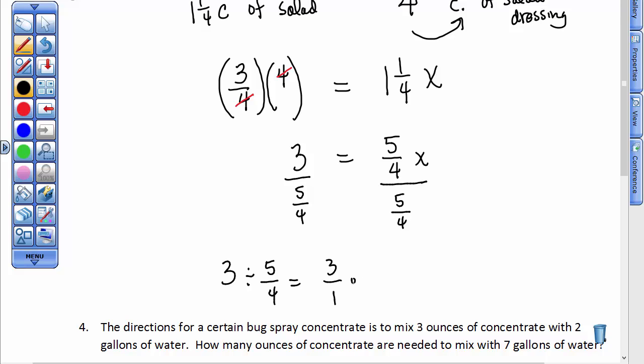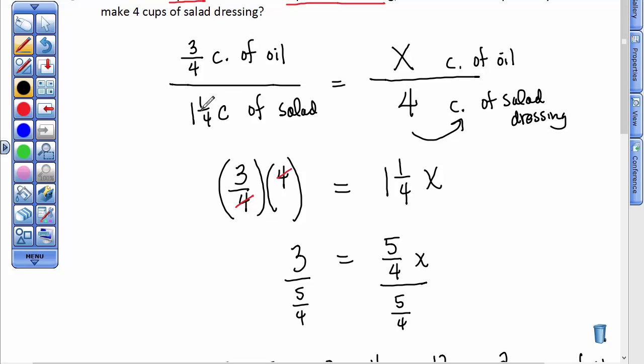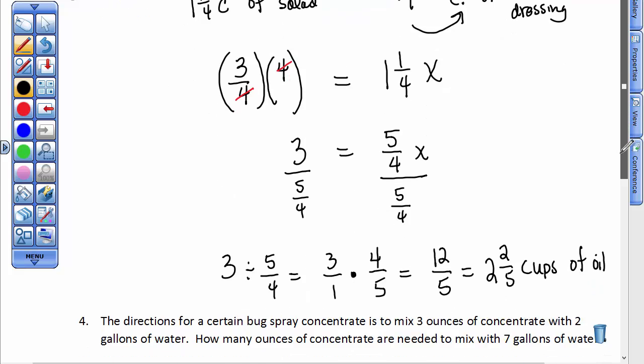And if you need to put that over 1, times 4 over 5, because when you divide with fractions, you flip this fraction and multiply. This is 12 over 5. So you need 12 over 5, or 5 goes into there twice, with 2 left over, cups of oil. Again, it makes sense. I want to go from 3/4 a cup up to quite a bit more, because I want more than 3 times this recipe, because I want to go from 1 1/4 up to 4. So a little bit more than 3 times that recipe.